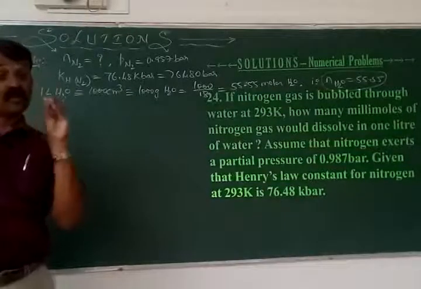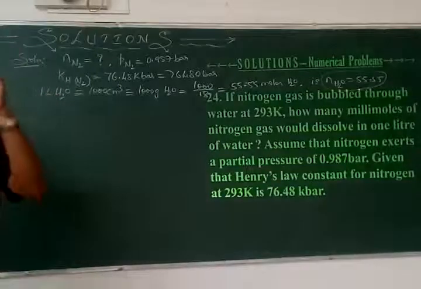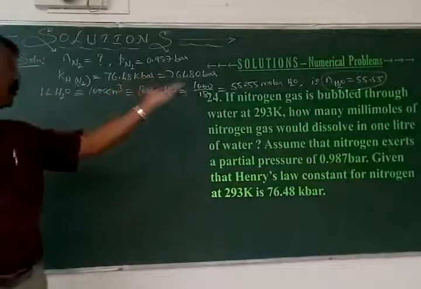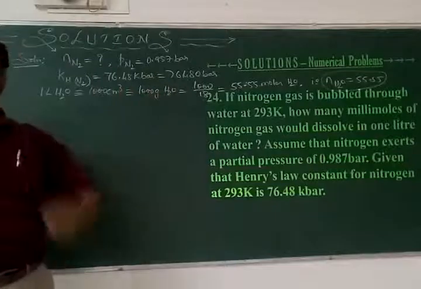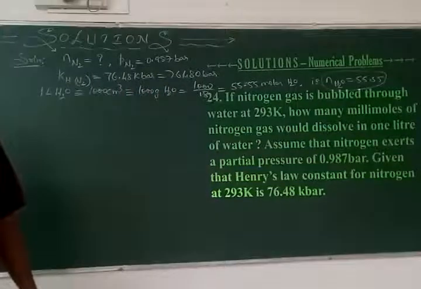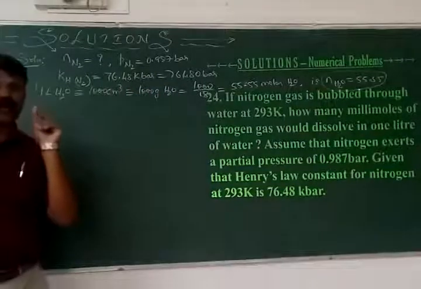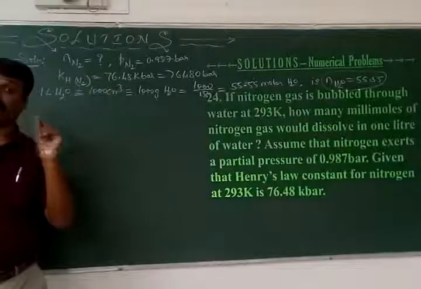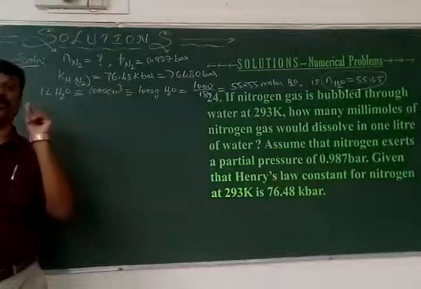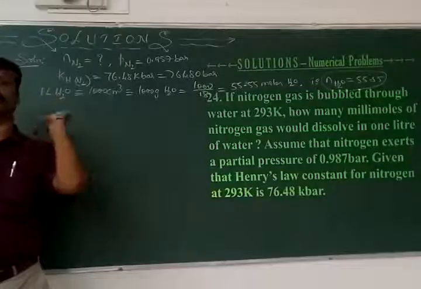If it is 1000 grams, how many moles are there? 1000 divided by the respective molecular mass. What is the respective molecular mass? It is 18. Therefore, it is equal to 55.55 moles. So you remember directly, if it is 1 liter of water, it is equal to how many moles? 55.55 moles.